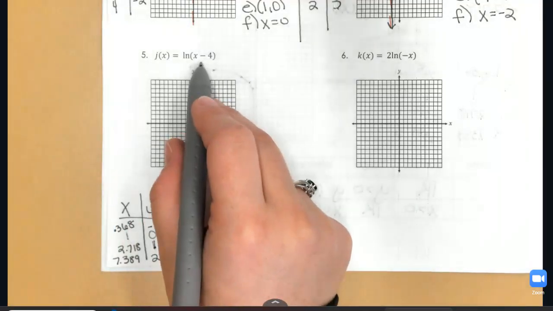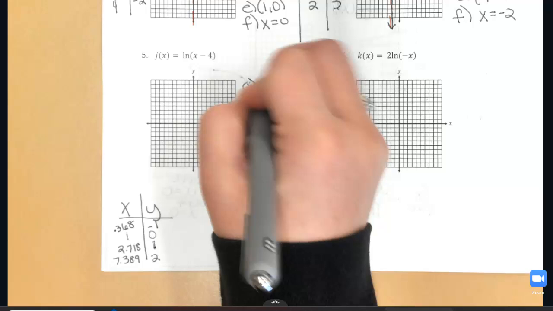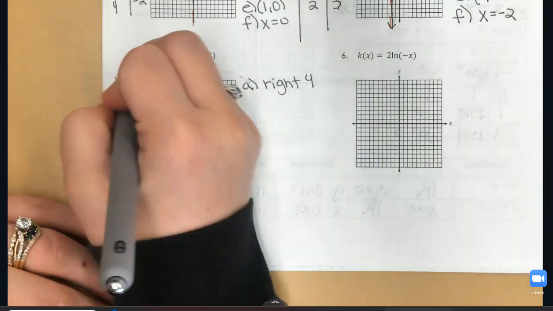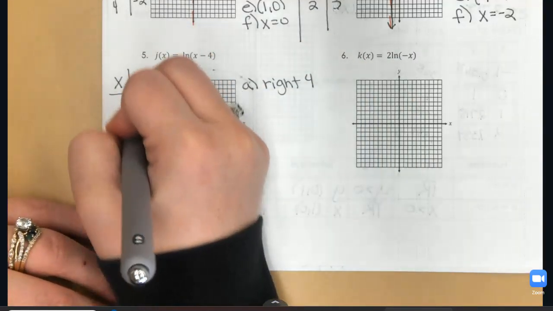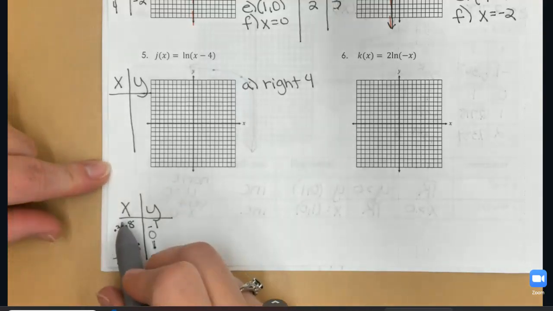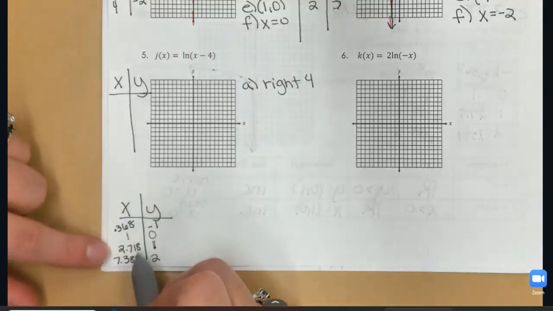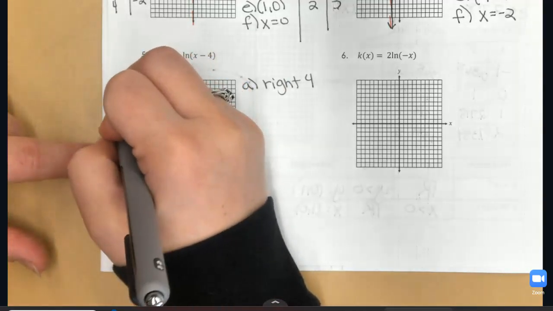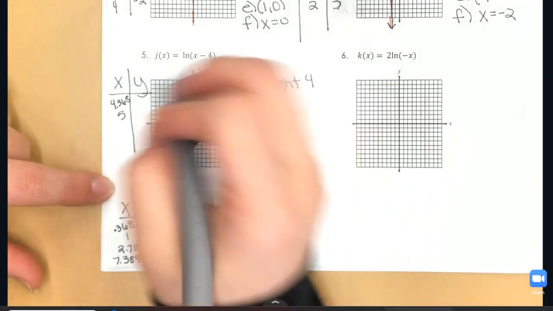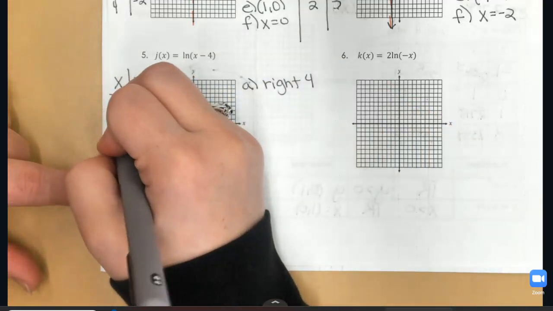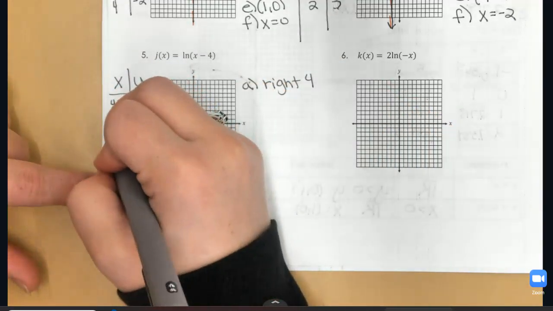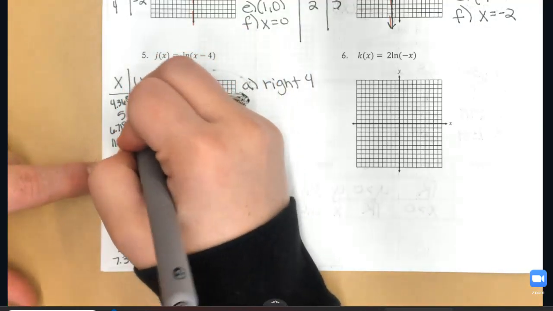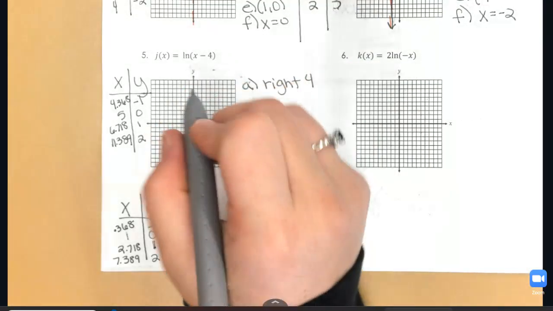And then looking at this x minus 4 inside the parentheses tells me that I'm shifting this to the right 4. So if I was going to make a new table referencing this one, what I would do is add 4 to each of my x coordinates. And then those y values will stay the same. And I can graph this.